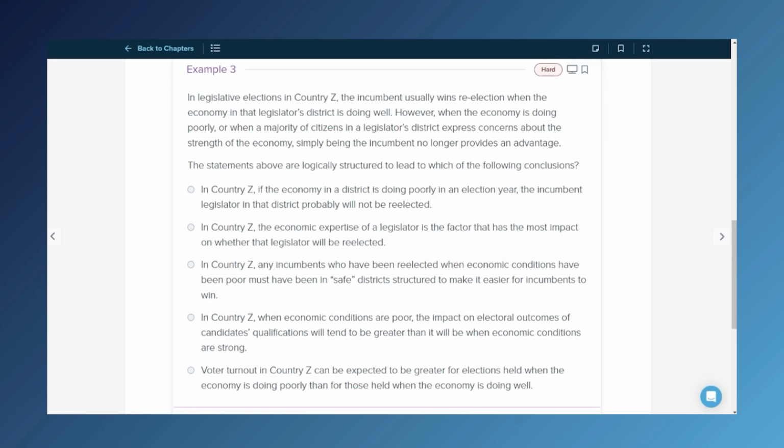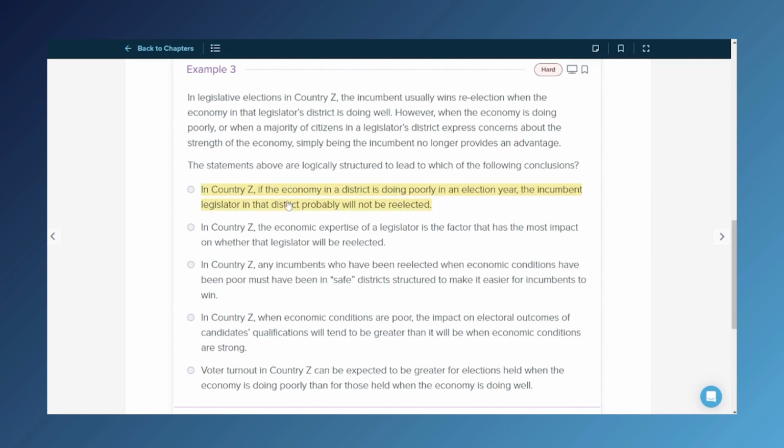Let's identify our evidence that we need to find the conclusion for. The incumbent usually wins re-election when the economy is doing well, but being an incumbent isn't an advantage when the economy isn't doing well, or there are a lot of concerns about the health of the economy. Let's look at our choices.